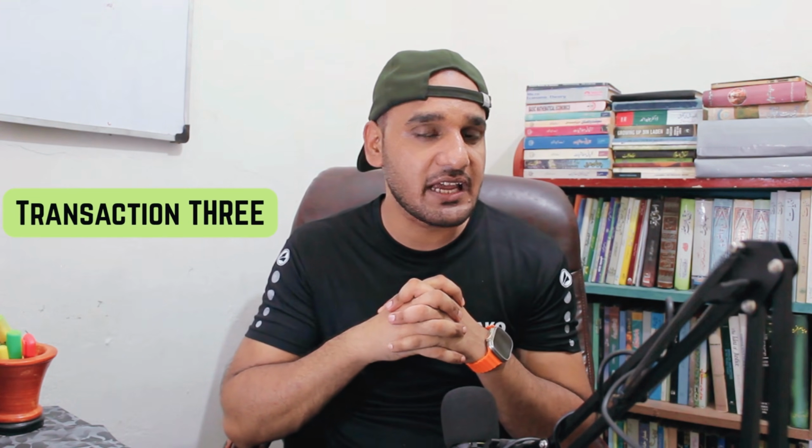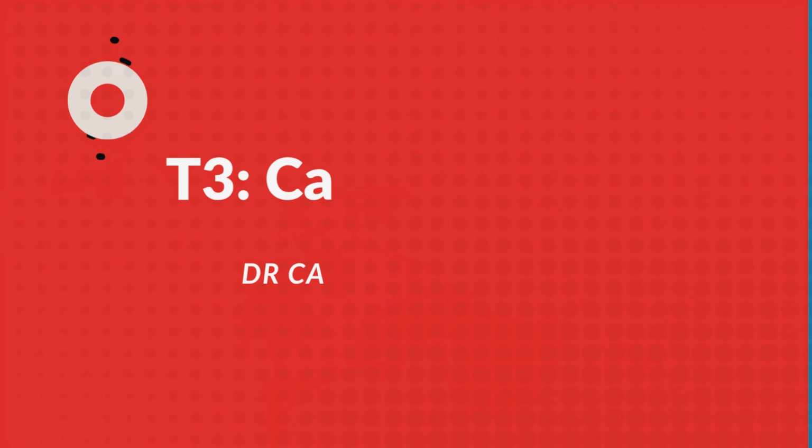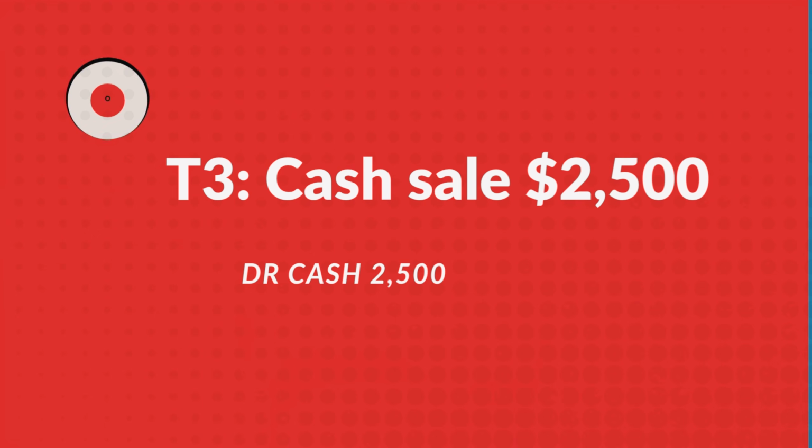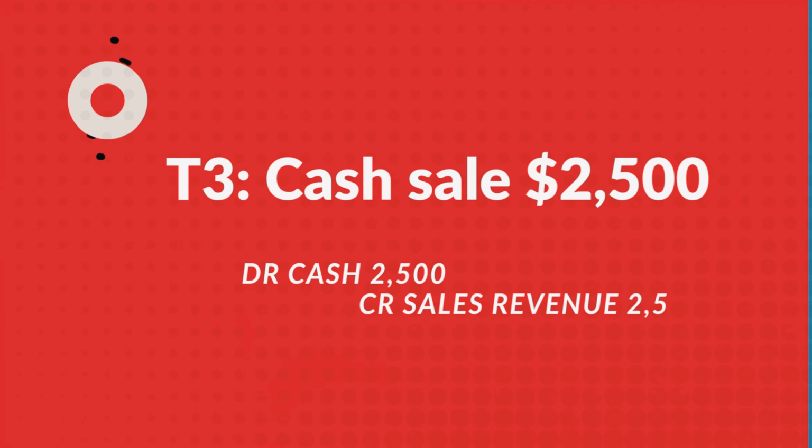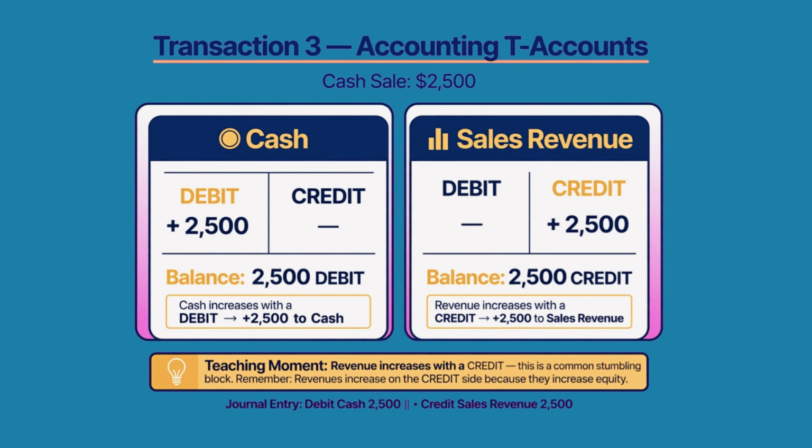Transaction number 3. The business makes a cash sale of $2,500. Cash increases, so we debit cash. And because the business has earned revenue, sales revenue increases, and revenue increases with a credit. This is one worth remembering because it's a common stumbling block for beginners.